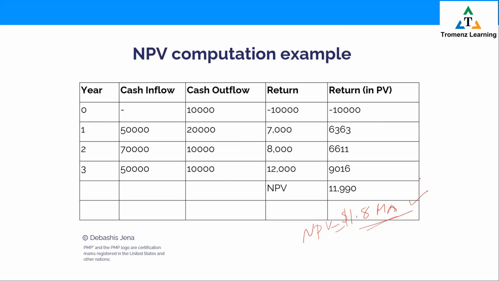That's what it means. While in some case, say for some project, NPV equals 0. What does that mean? No profit, no loss. On the contrary, if for some project the NPV you computed comes to minus $50,000, what does that mean? Hey, you're going to lose money in the project, 50,000. Okay, so this is how you calculate NPV and use it for decision making.